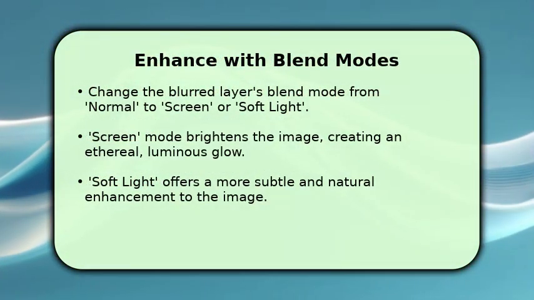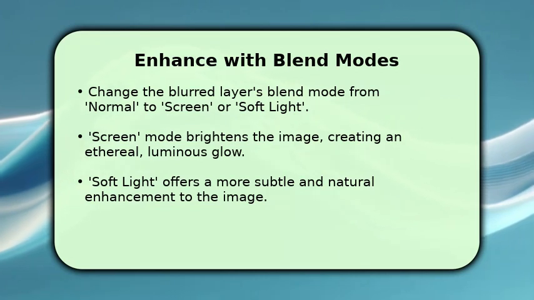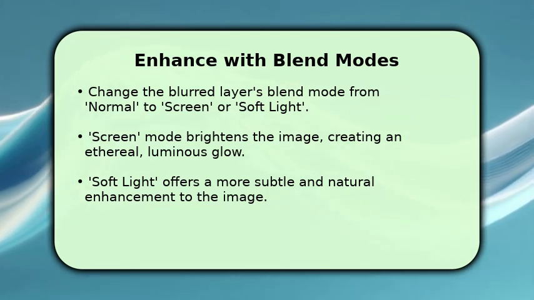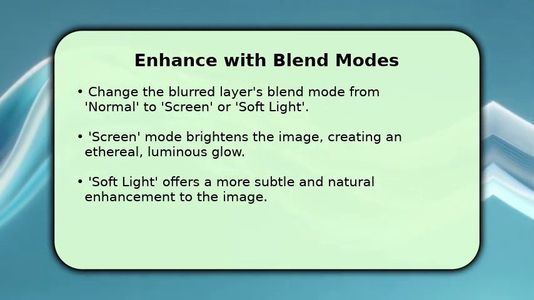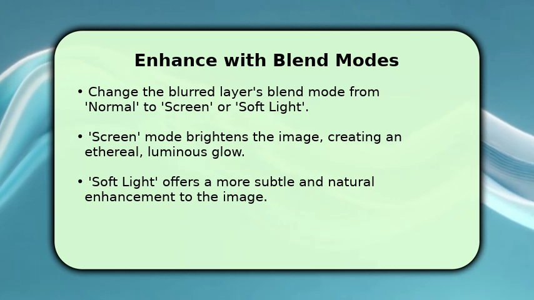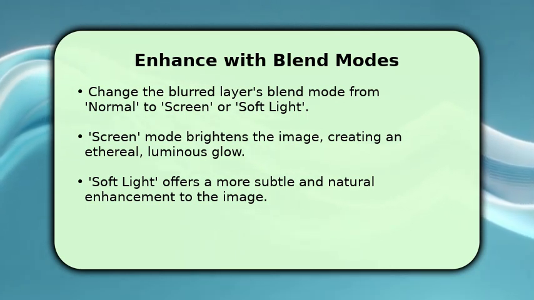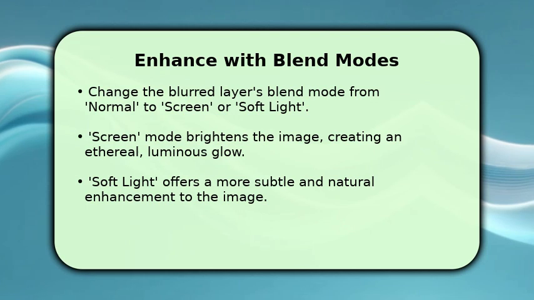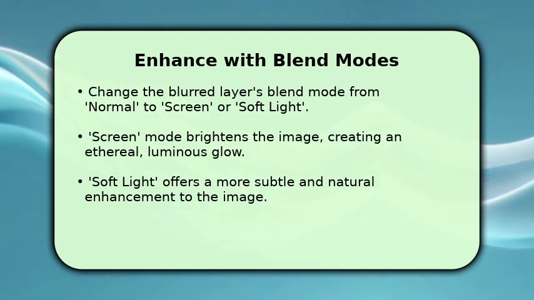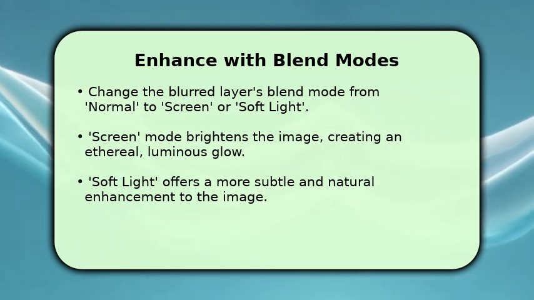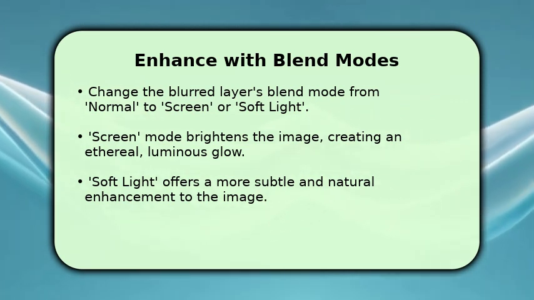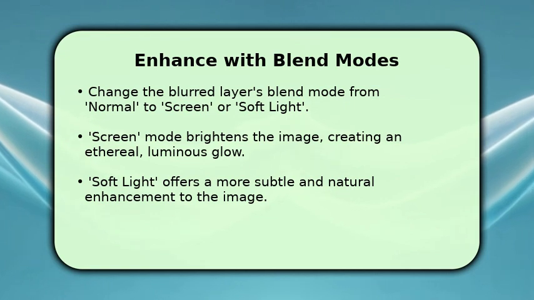The next crucial step is to change the blend mode of your blurred layer. In the Layers panel, click the drop-down menu that currently says Normal. Experiment with Screen or Soft Light. Screen mode will significantly brighten your image, giving it a dreamy, ethereal glow. Soft Light provides a more understated and natural enhancement, subtly boosting highlights and contrast. Choose the mode that best complements the mood and aesthetic you are aiming for in your photograph.